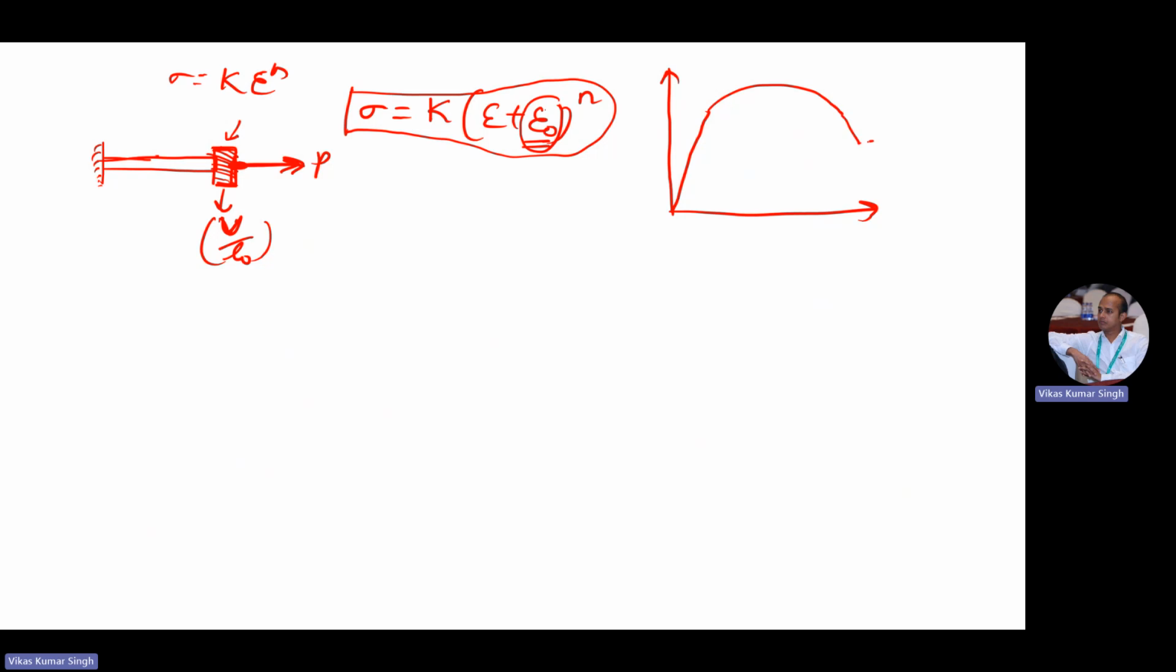Like this, and this is failing here. So here you will have ultimate UTS, ultimate tensile stress, and this is, suppose you have yield point Y and this is fracture point. So in this region, this is the elastic deformation. This region is elastic deformation.